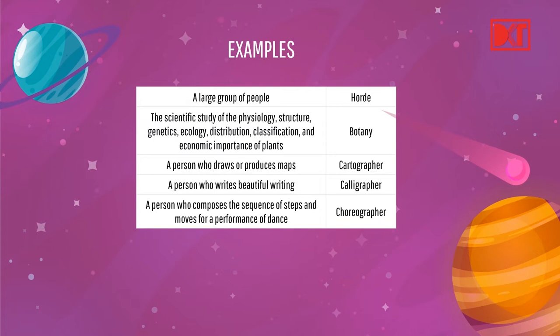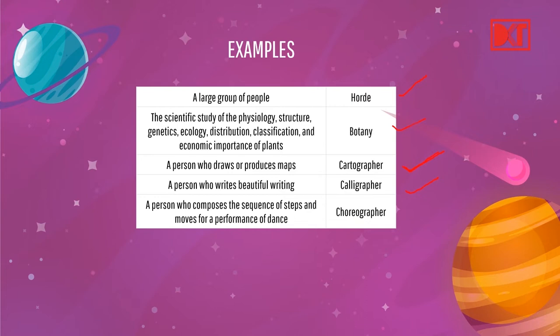All right, here we have a large group of people. Now, a large group of people could be called a horde. Then we have a study. The scientific study of physiology, structure, genetics, ecology, distribution, classification, economic importance of plants. That study could be called botany. Then we have a person who draws or produces maps. That person could be called a cartographer. Then a person who writes beautiful writing, that's a calligrapher. And the art of writing beautifully could be called calligraphy. Similarly, the study of maps could be called cartography.